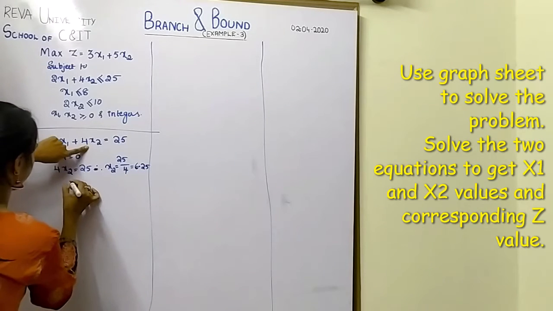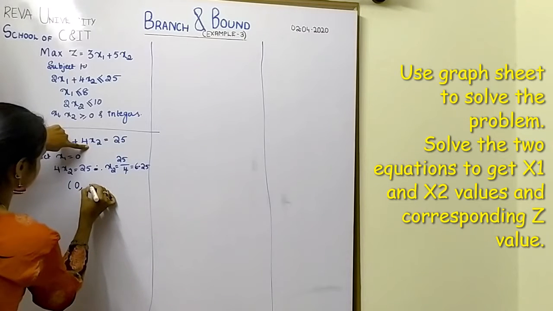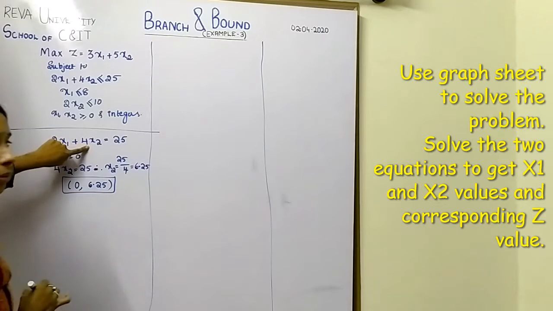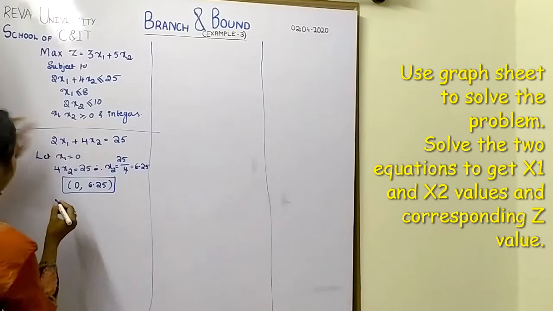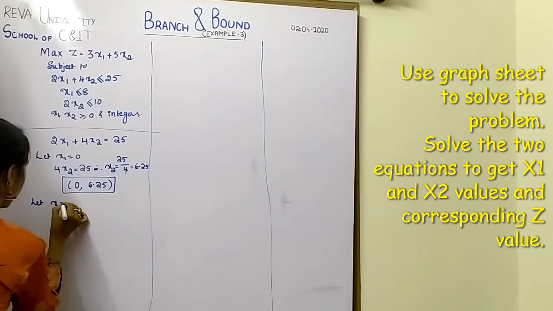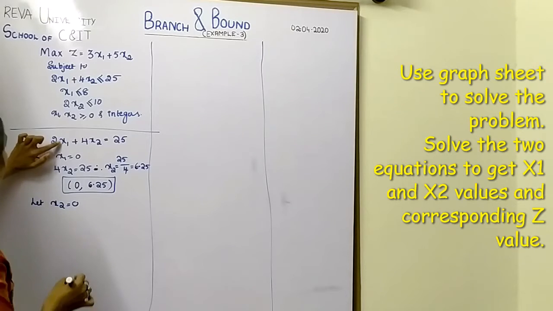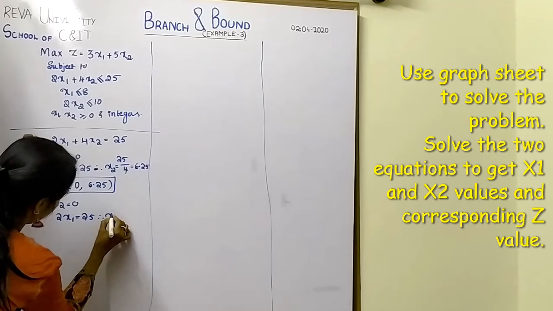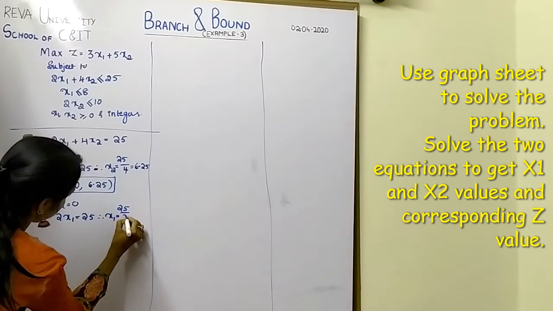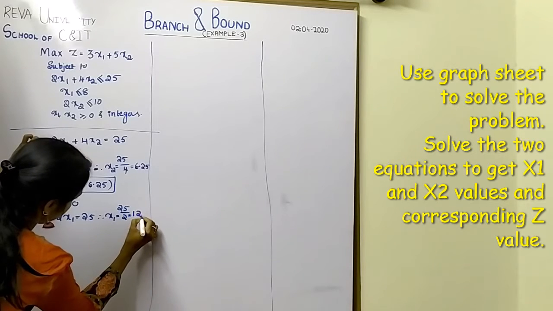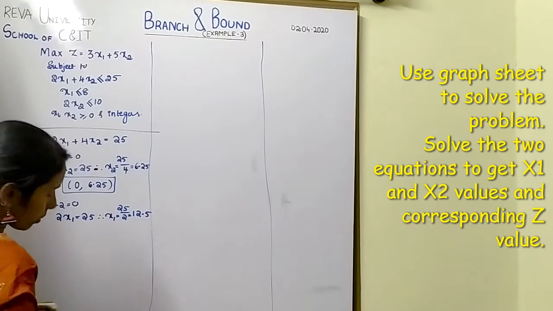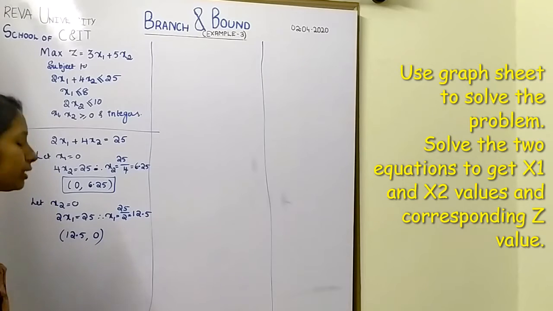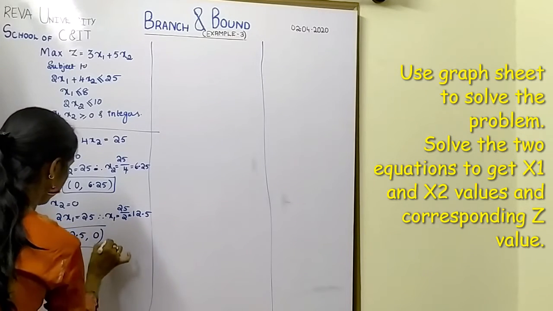So one of the points is x1 is 0, x2 is 6.25. Now, let's consider x2 equal to 0. Then what is x1? 2x1 equal to 25. Therefore, x1 is equal to 25 by 2, which is 12.5. So now x1 is 12.5, x2 is 0. This is one more point.